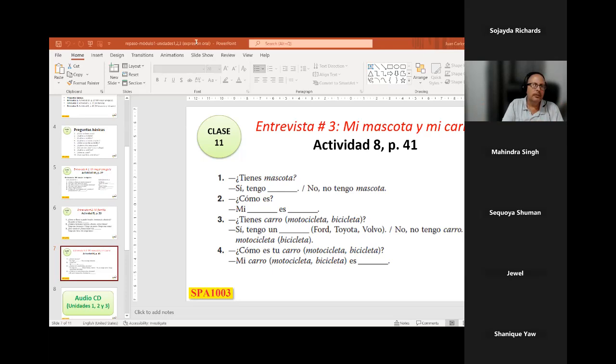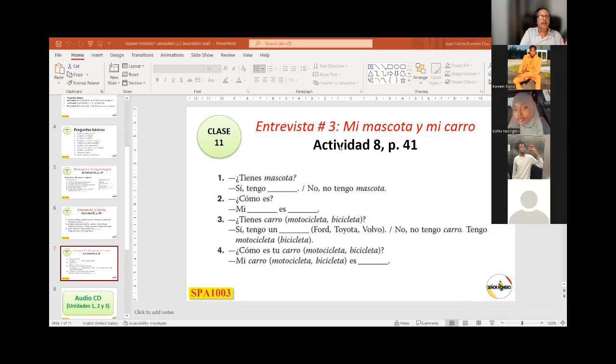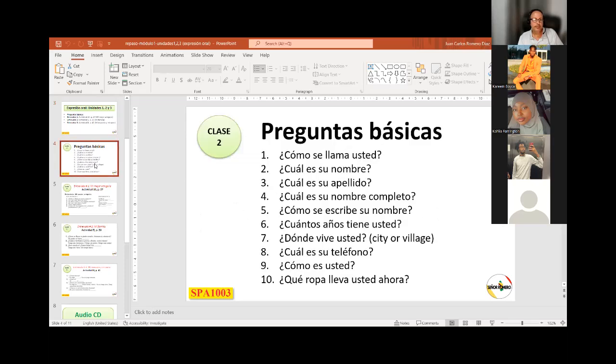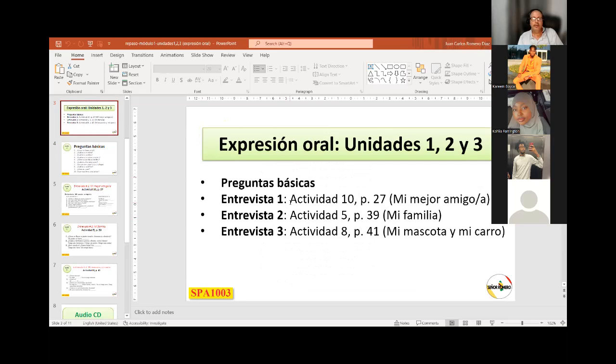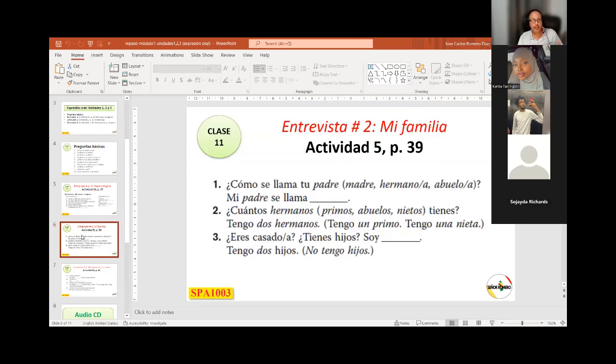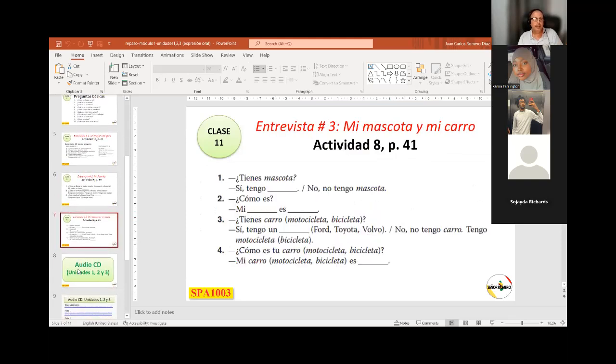So, I think that's it. Any question, guys, about this last set of questions? Okay, remember that for this exam number 1, we will cover the preguntas básicas. For the oral exam, we will cover the preguntas básicas. I'm talking about this. We will also cover the entrevista 1, mi mejor amigo, my best friend. And we will cover these two last set of questions that we just revised. Mi familia, my family, and mi mascota y mi carro.